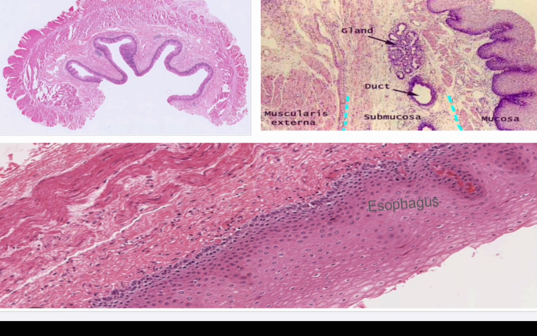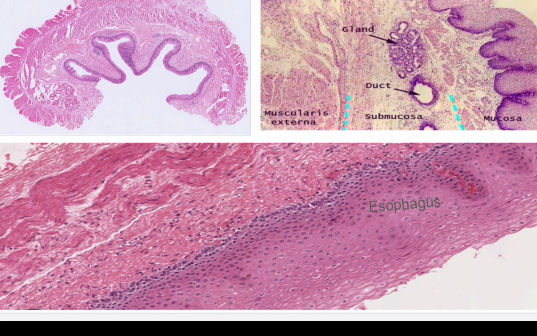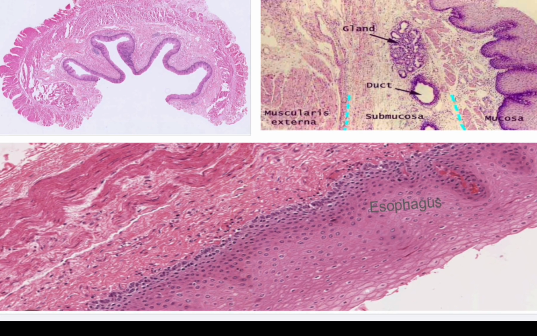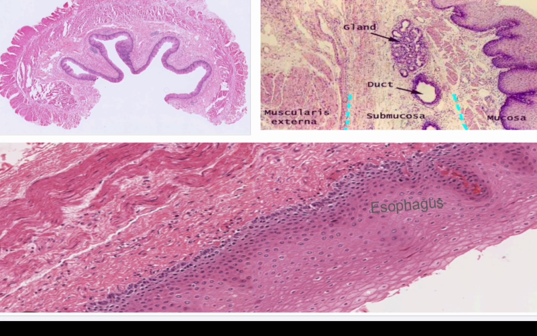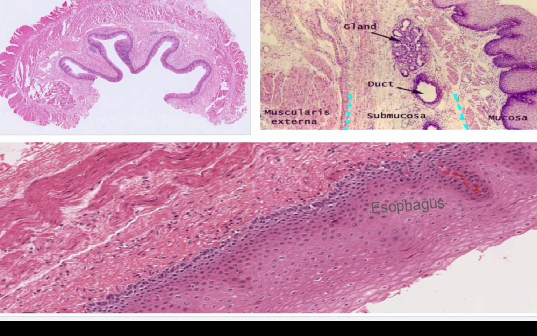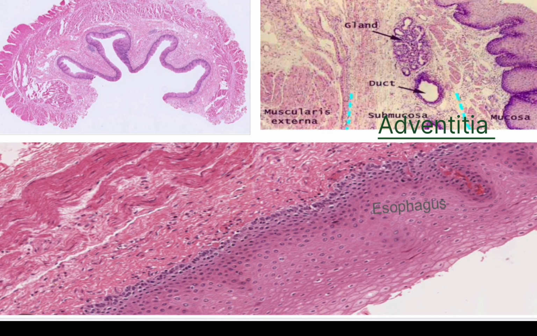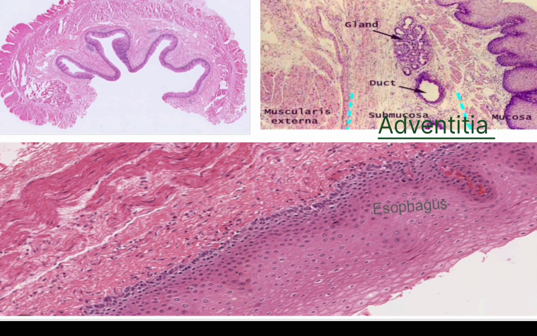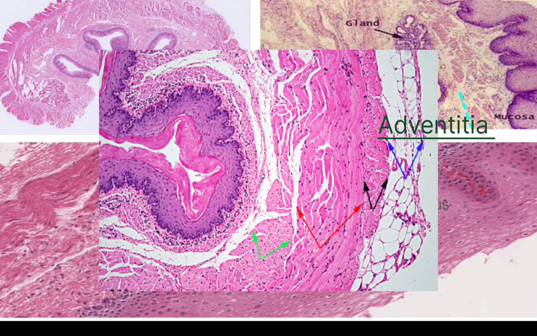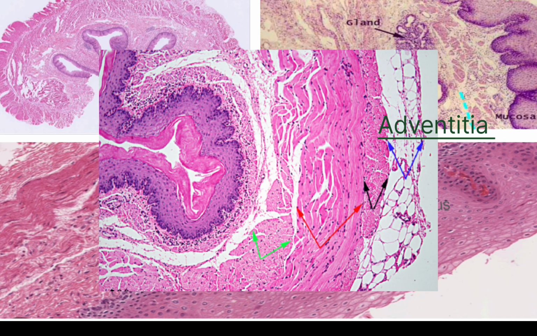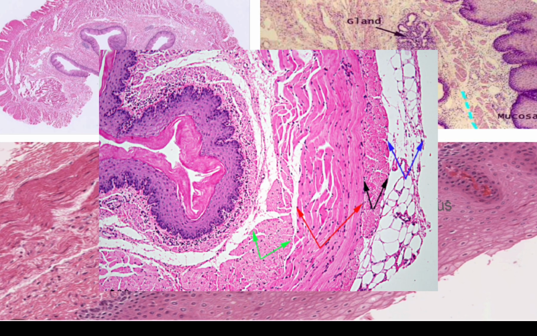Outside the muscle layer, we will also find another layer, the fourth layer, that is the adventitia. So here we are not finding serosa, we are talking about adventitia. What is adventitia? It is a connective tissue layer which is supporting the esophagus against the posterior body wall, and this is because the peritoneum is absent in the case of the esophagus. So here it is supported by the connective tissue layer.